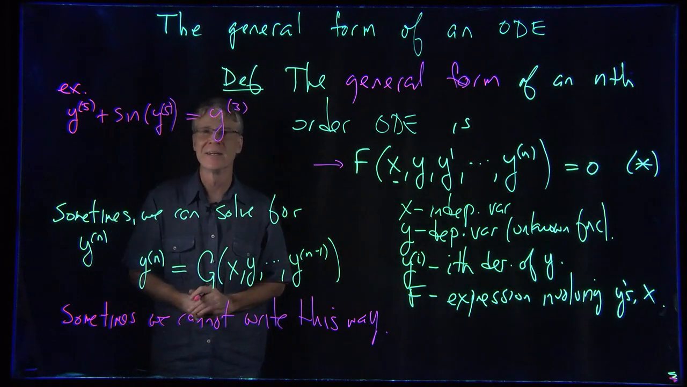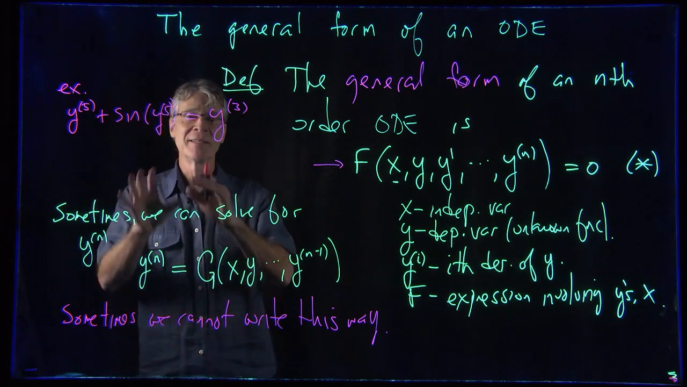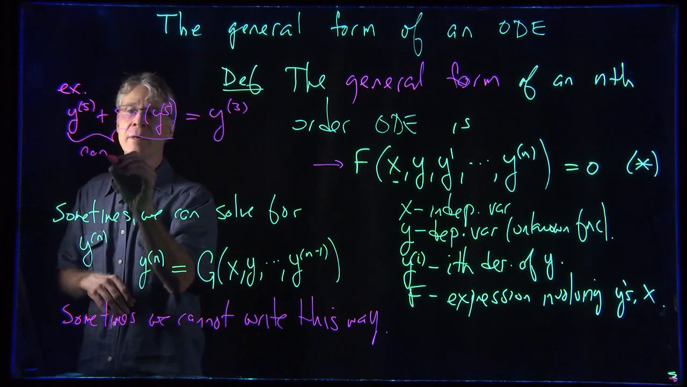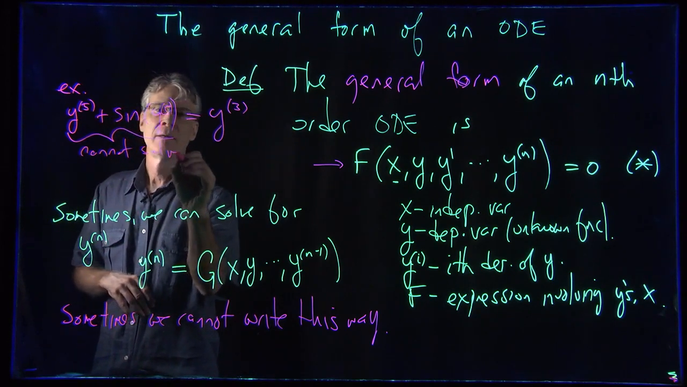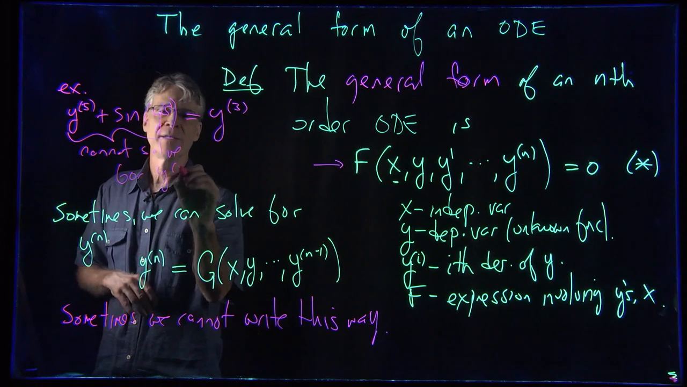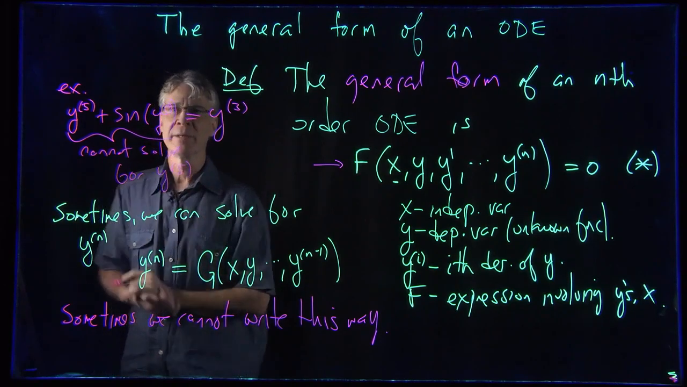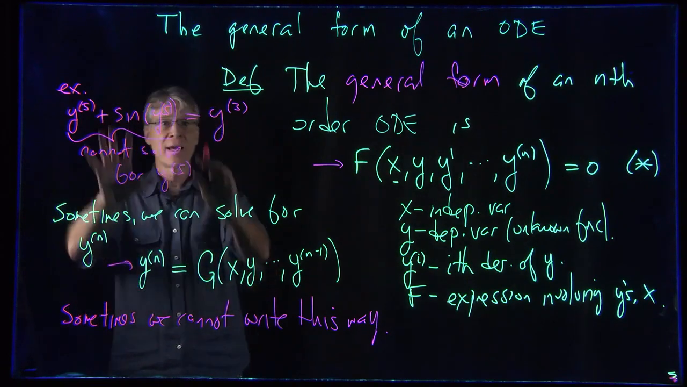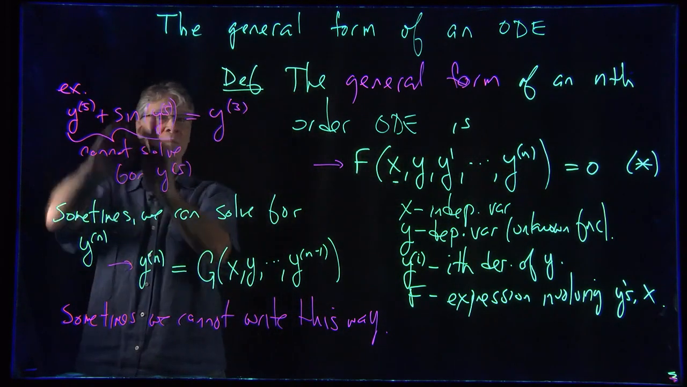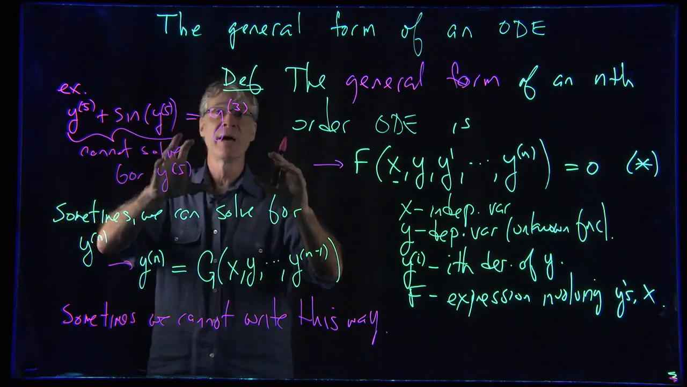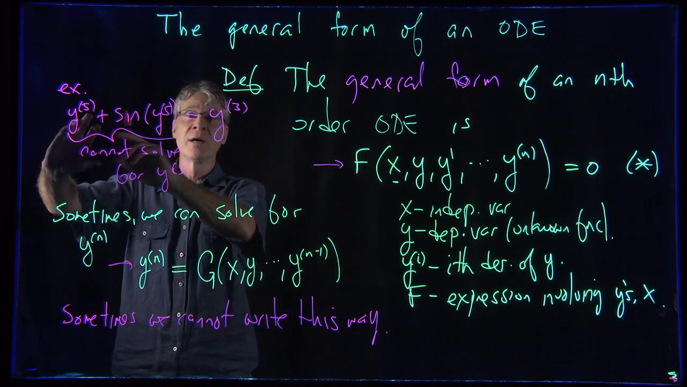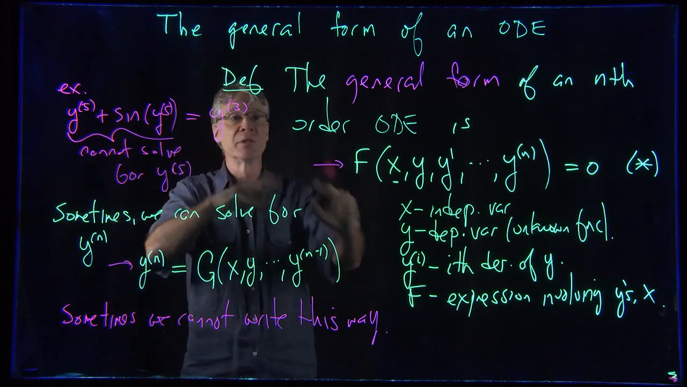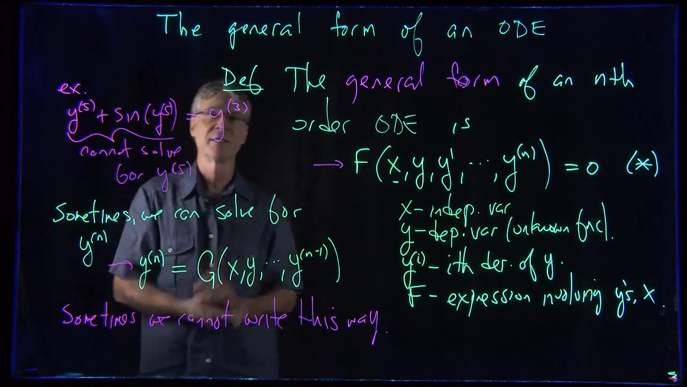We're not going to deal with these in this particular class. But in this particular case, I can't solve for y to the fifth here algebraically. I can't separate that. I can't write that in this form. So I can put it in the first form by just bringing over the y to the third, and then my capital F would be y to the fifth derivative plus sine of y to the fifth derivative minus y to the third derivative equals 0. So I know what my F is, but I can't write this as this g.